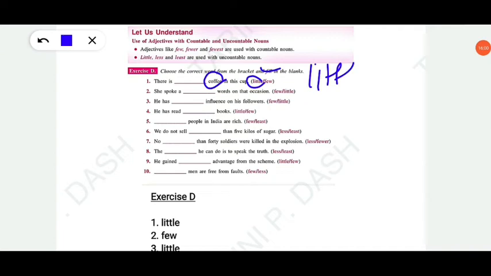Then next here, she spoke a dash words on that occasion. Few words. As you know, words are countable. Okay. So you have to use the first one, few.